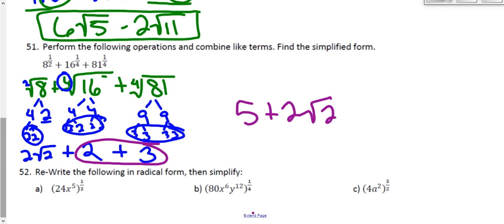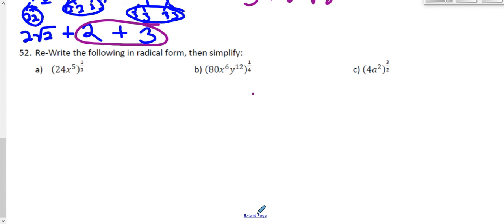We have one problem left for radicals. Let's go ahead and have a peek here. We have to do some simplifying. So it says to rewrite in radical form first and then to simplify. So let's go ahead and take a look at that.